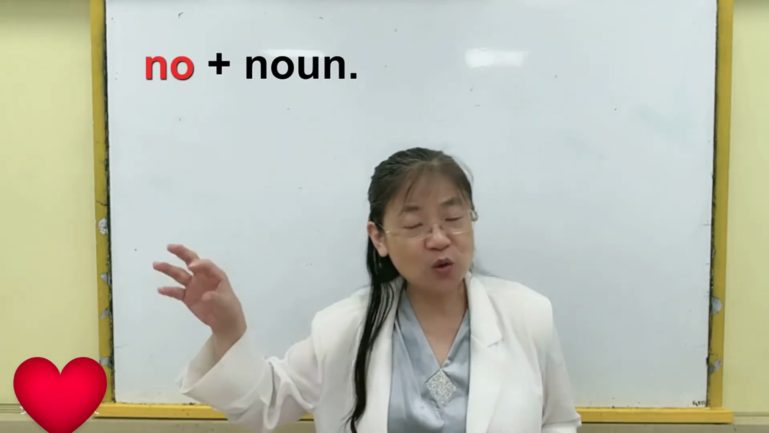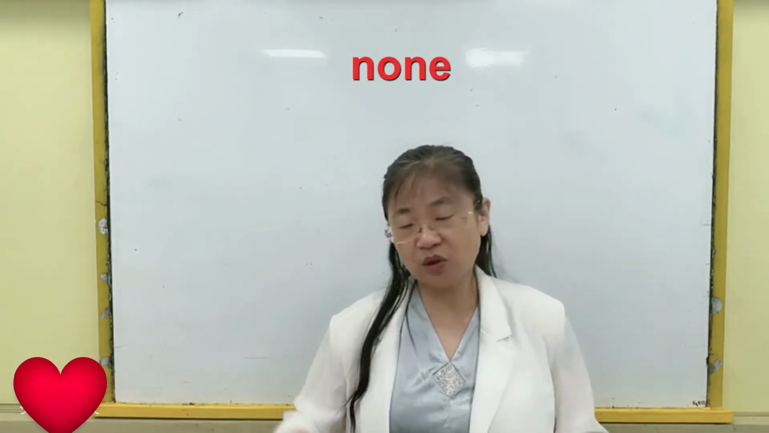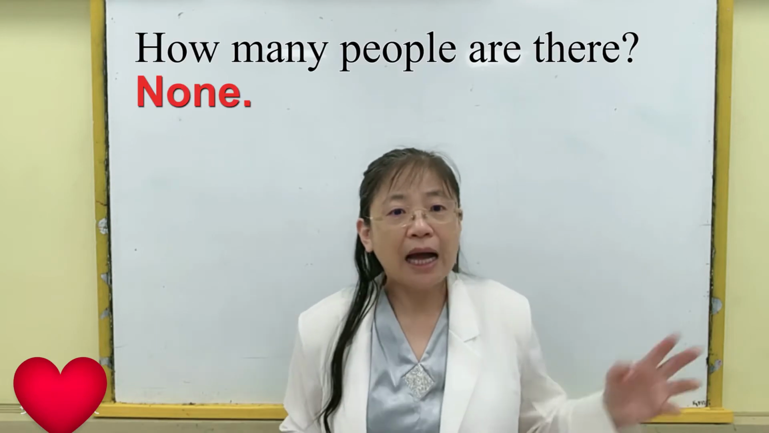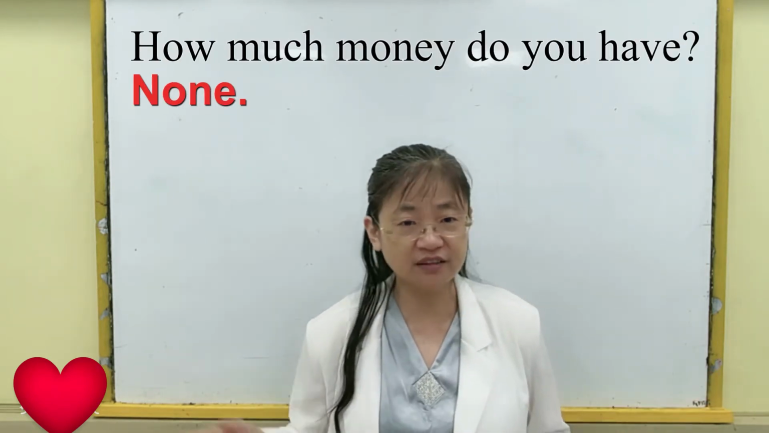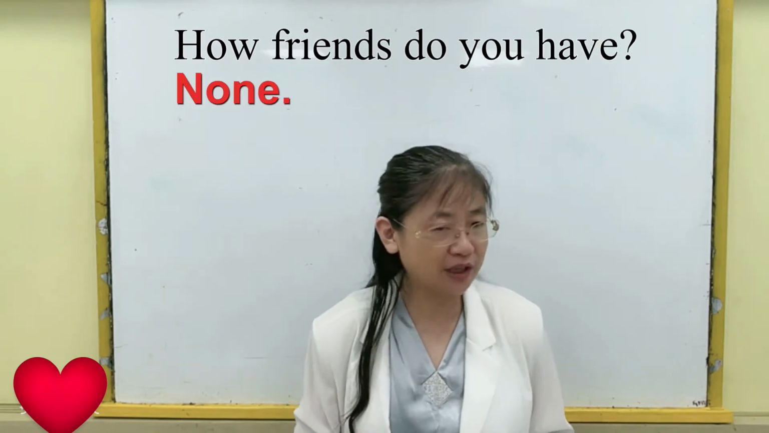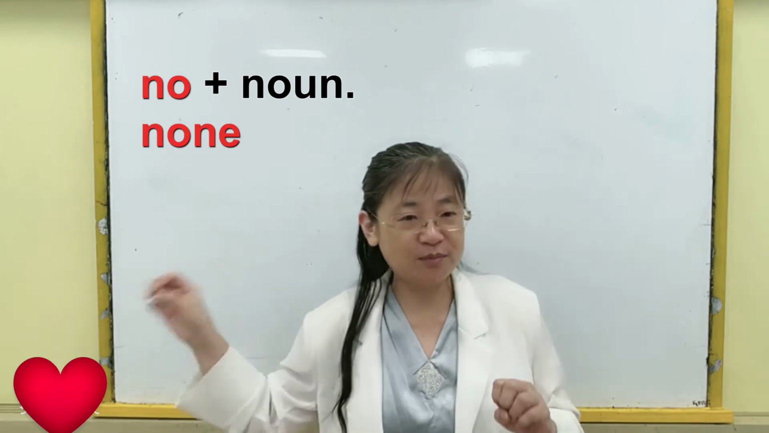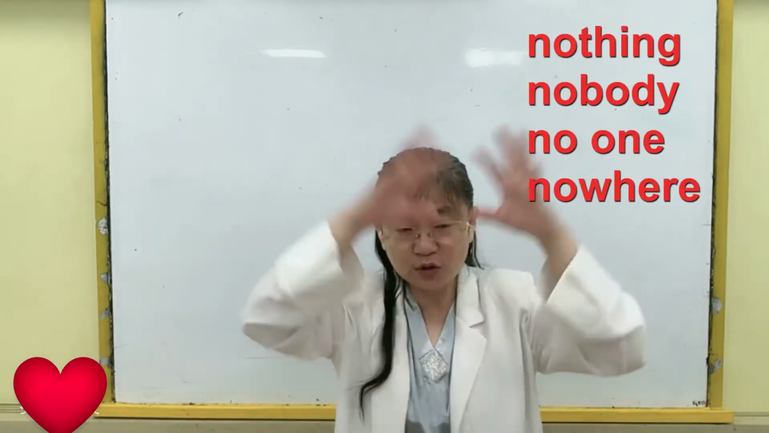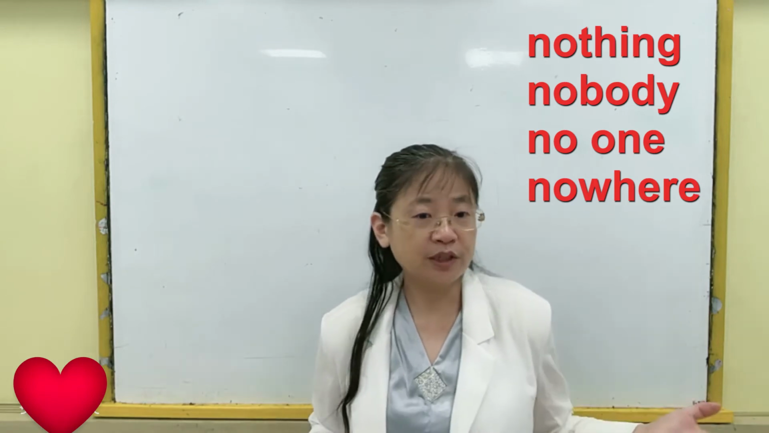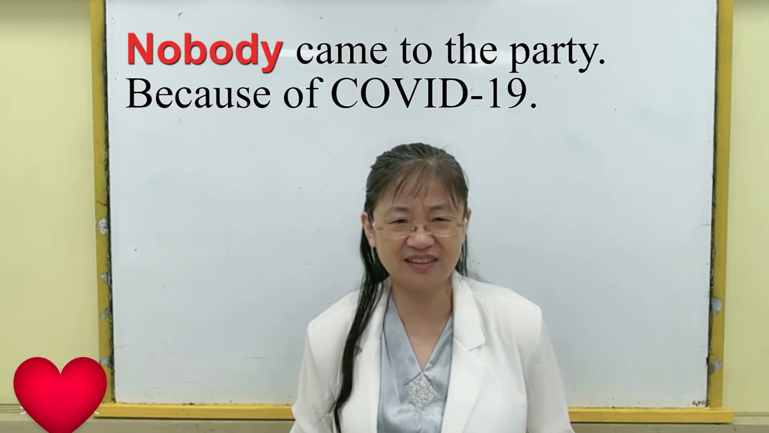OK， 所以 no 加上名词。那 none 呢？none 不一样的地方是 none， 我可以直接就一个 none， 比如说。How many people are there? None. How much money do you have? None. Okay. How many friends do you have? None. 好可怜。所以 no 加名词 none。那我们再看看 nothing, nobody, no one, nowhere 这一组字怎么用呢？我们可以放前面 Nobody came to the party because of COVID-19.